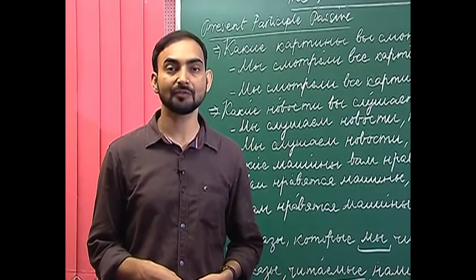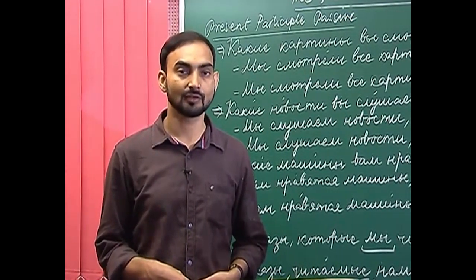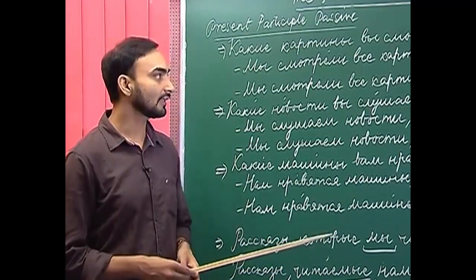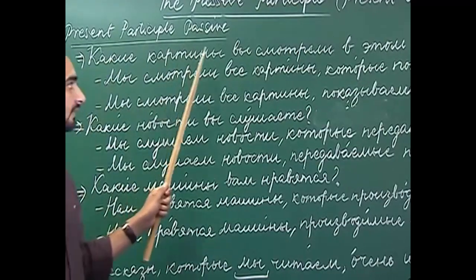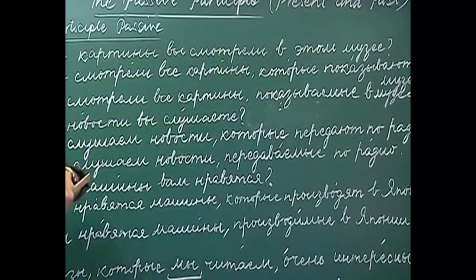Now, we will look at some of the examples of present participle passive. So, some sentences where present participle passive has been used. So, let us start with the question first and then we will answer using the present participle passive. Kakiye karchini vismatreli veta muzei. So, which paintings did you look at in this museum?